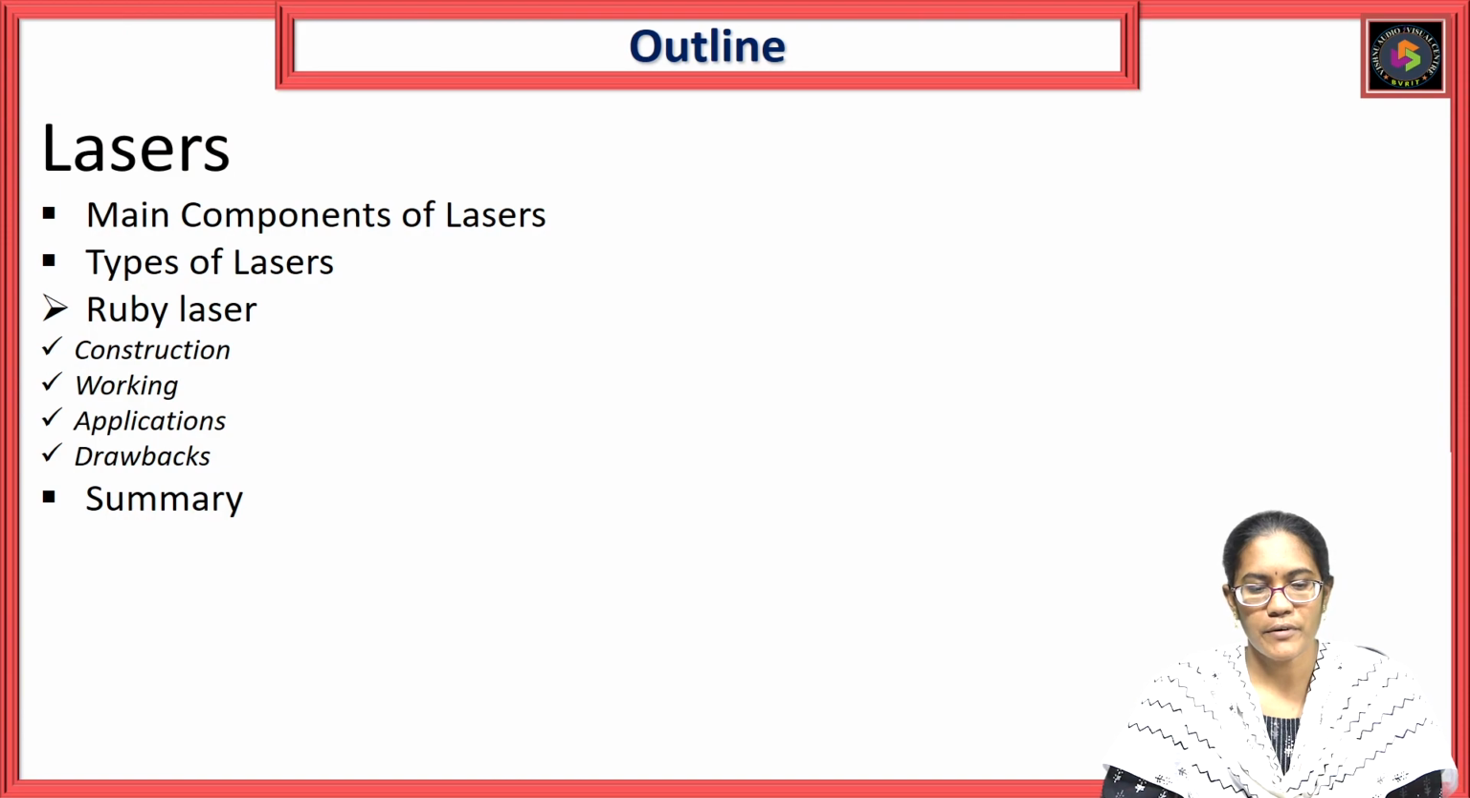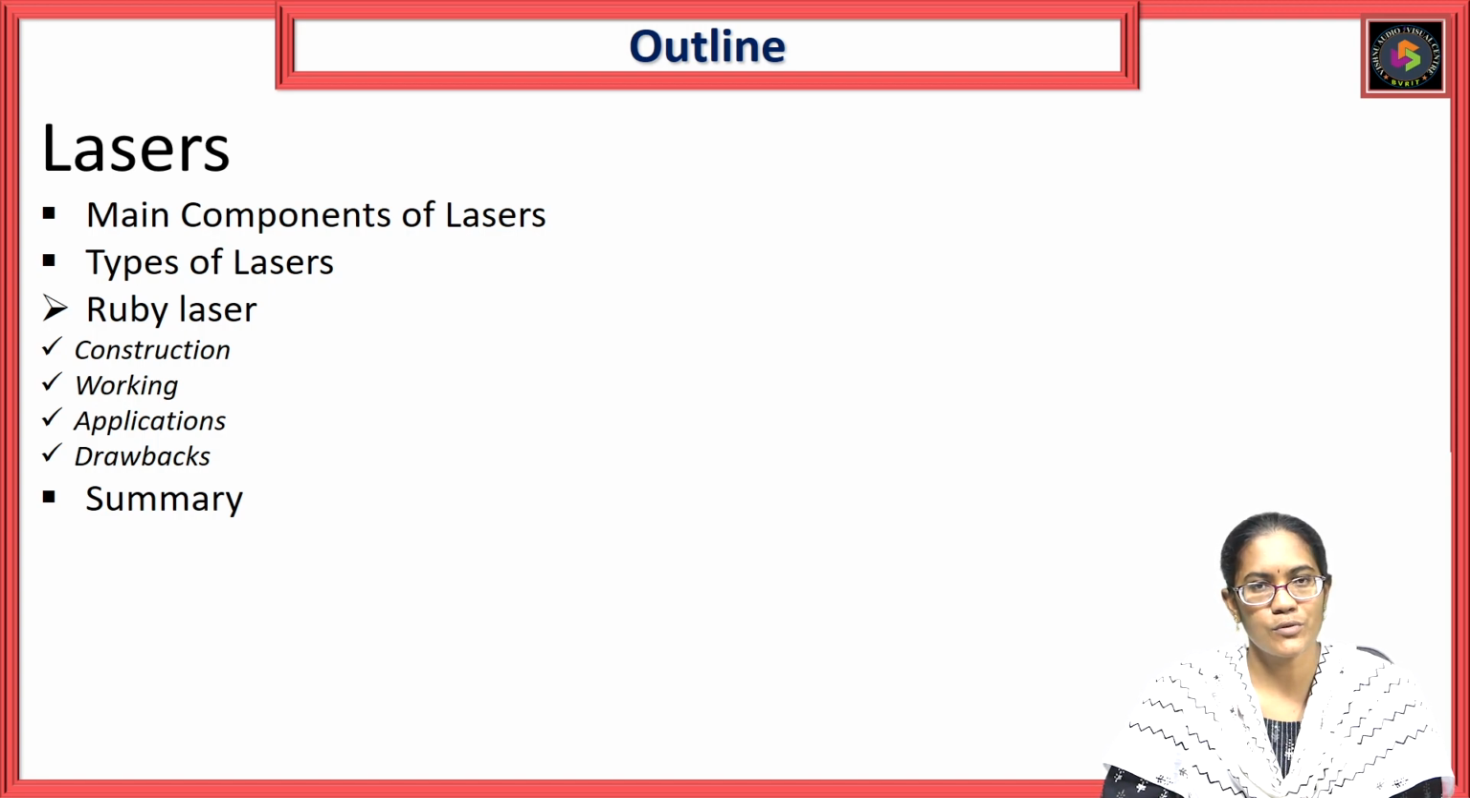The outline of my presentation goes like this. First, I'll discuss the main components of a laser. For any laser, three essential components are required. I'll discuss the role of each component, and then types of lasers. Based on the nature of the active medium, lasers are classified into four types: solid state lasers, liquid lasers, gas lasers, and semiconductor lasers. Today I'll discuss the solid state laser.